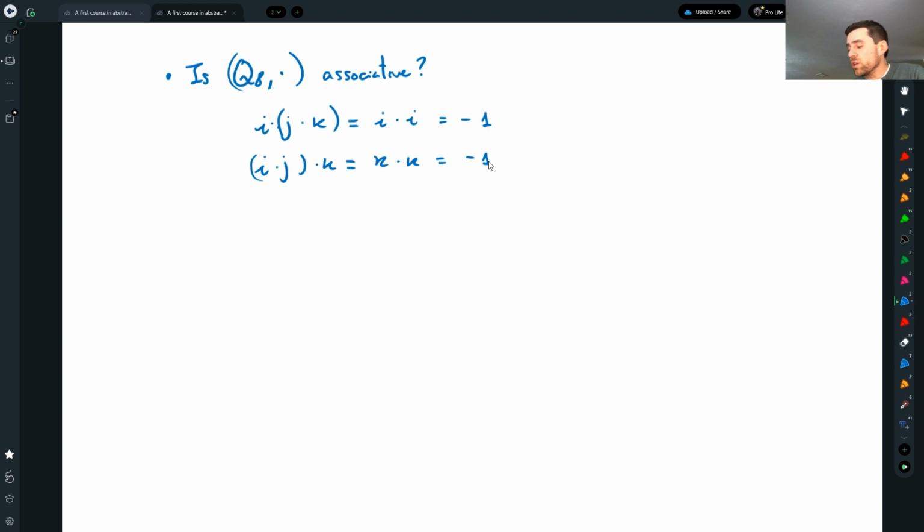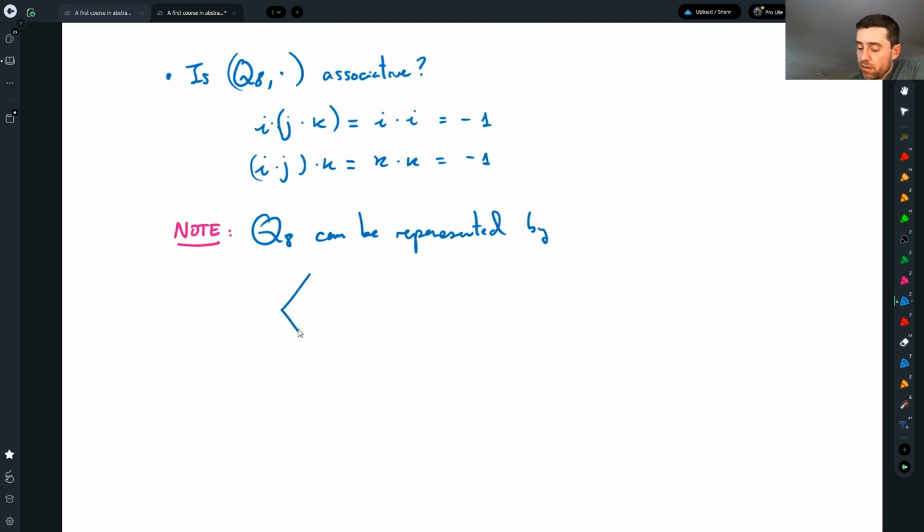But let me give you actually more information about the quaternions, which is very useful to prove associativity in one shot. So it turns out that the quaternions can be represented as matrices. So there is another representation of Q8 as a group of 2 by 2 matrices, in fact, given by these matrices.